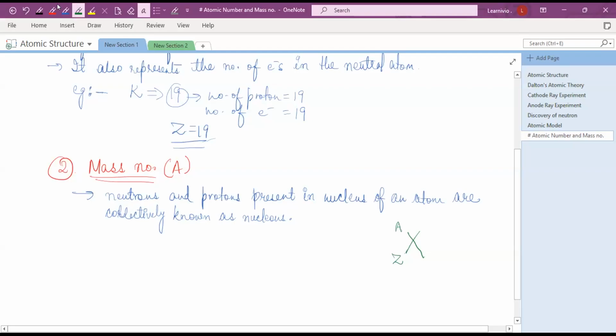For example, for carbon, the atomic number is 6 and the mass number is 12. So we will write it like this.